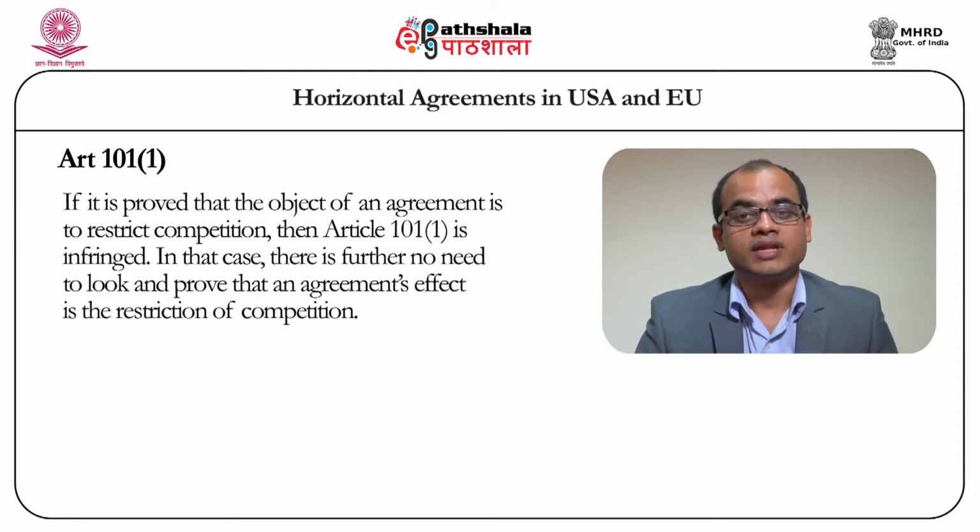The word object implies the meaning and purpose of the agreement considered in the economic context, and one can see that object and effect are not cumulative conditions. If it is proved that the object of an agreement is to restrict competition, then it is very sure that Article 101 is infringed, but we do have recourse to Article 101 Clause 3.